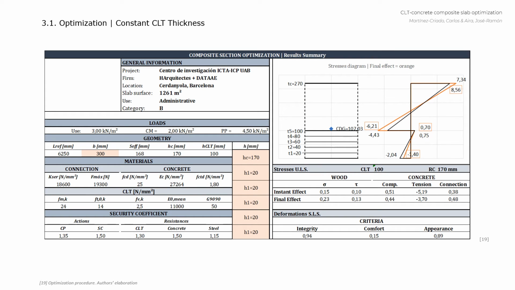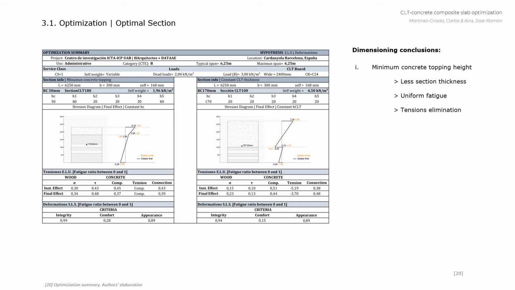The other way of optimization is to set the CLT at the minimum of 20 millimeters per layer, that is to say a 100 millimeter CLT, and to increase the concrete layer, in this case, up to 170 millimeters. If we compare the results, we see that opting for the minimum concrete layer, as shown on the left, not only results in a lower section thickness, but it also provides a much more uniform distribution of stresses and makes the concrete work exclusively on the compression stresses.